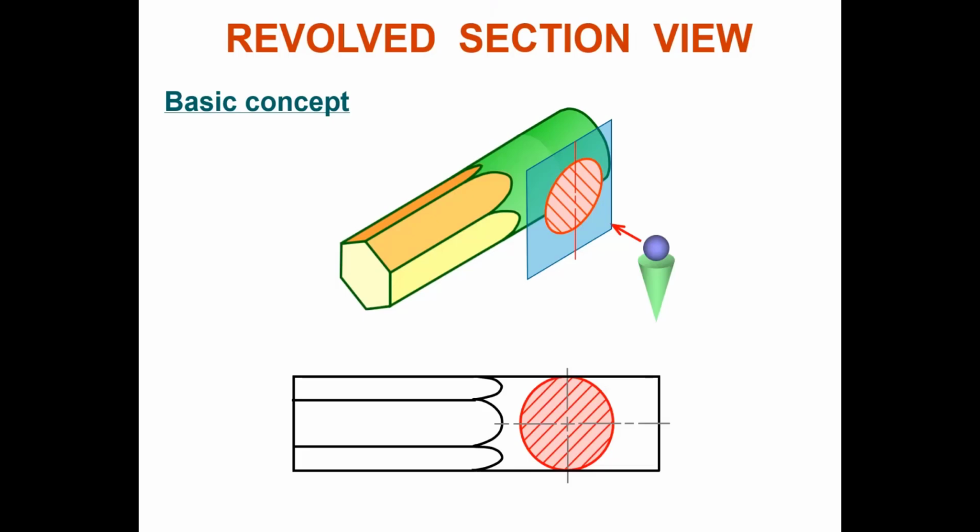Front view only, right? Do I need to draw another plan view or side view? No. Clear? Only one view. Clear, class? So why is there no need for a side view? Good question. The idea is no need for a side view.